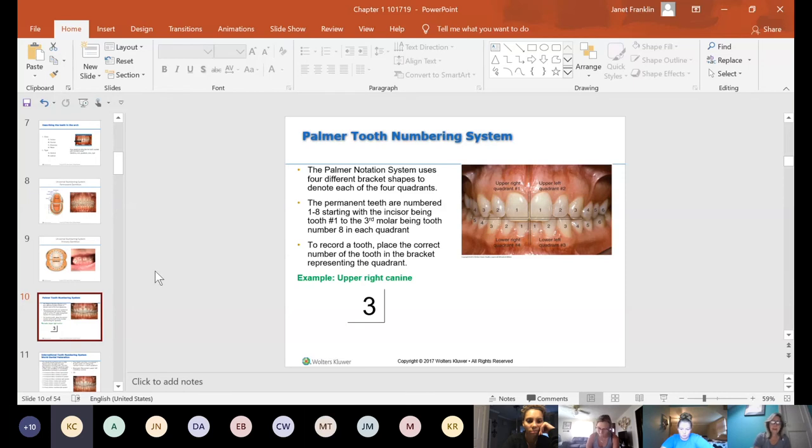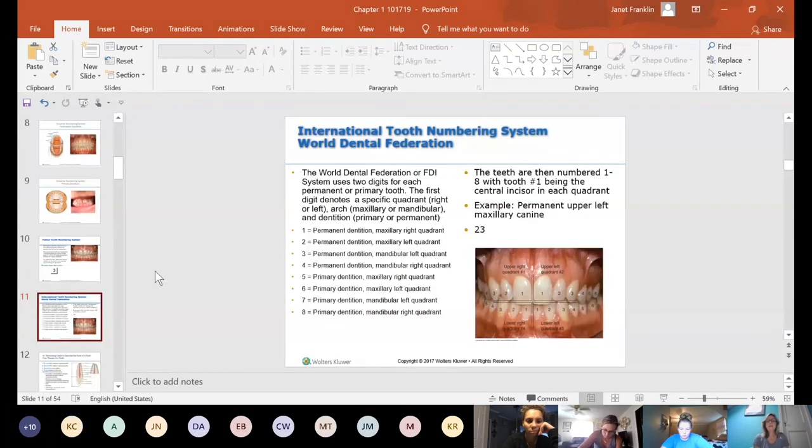Yeah. Okay. All right. And so then the third one is called the International Tooth Numbering System. This one is used worldwide. I don't know if every country uses it, or if this was just established to be used worldwide. They might use something else in their private practices just like we do. This one uses 2 digits for each permanent or primary tooth. The first digit denotes the specific quadrant, and the second digit is the tooth. In permanent dentition, the maxillary right is 1, left is 2, mandibular left is 3, and mandibular right is 4, just like we know them.